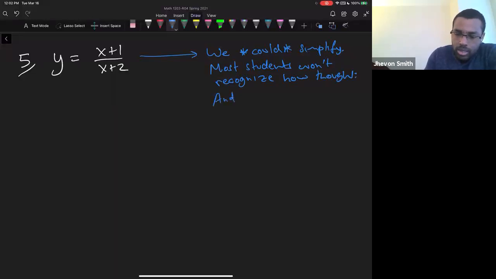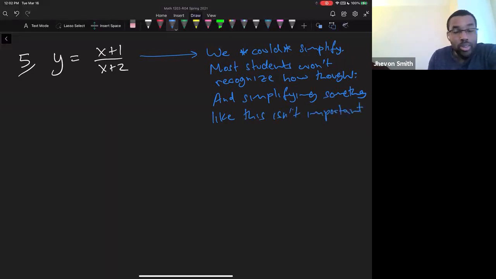And simplifying something like this isn't important in this class. It would be in a Calc 2 class, but chances are if you're in this class, you're probably not taking Calc 2.